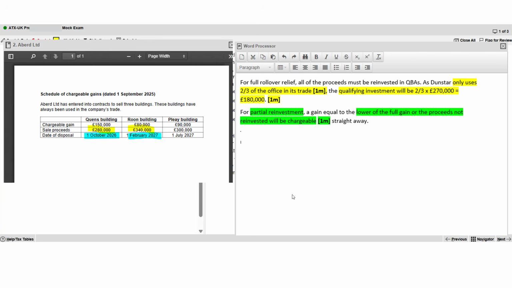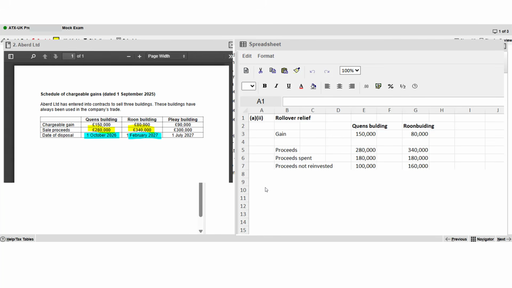And this is where I would do the calculations in the spreadsheet. So you could insert a table and do them here, or you can do your calculations in the spreadsheet. So I've chosen to use the spreadsheet just because it's nice and easy, and you can use formulae for any calculations as well. So I've listed out, we've got the 2 buildings that will qualify, the Quens building and the Roon building. We've got the gains from the question, the proceeds spent. So this is the 180,000 that we've had the mark for already. That's the qualifying proceeds. And then the proceeds not reinvested is just the difference between those two.